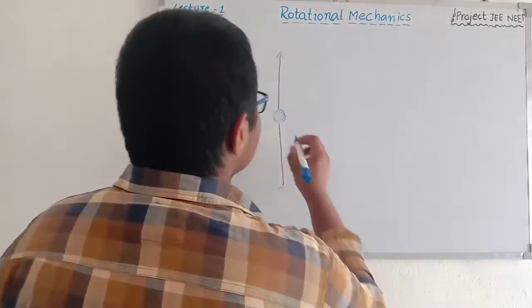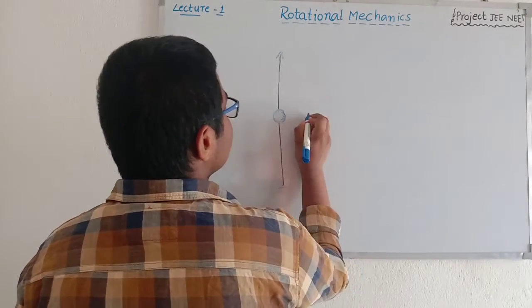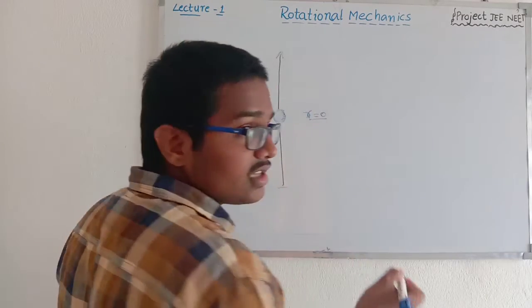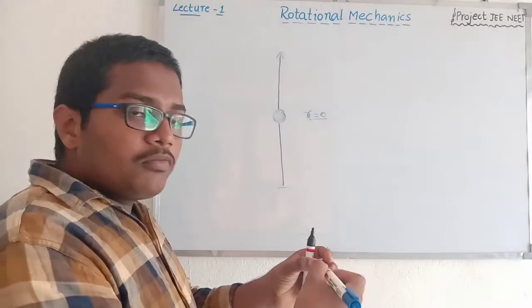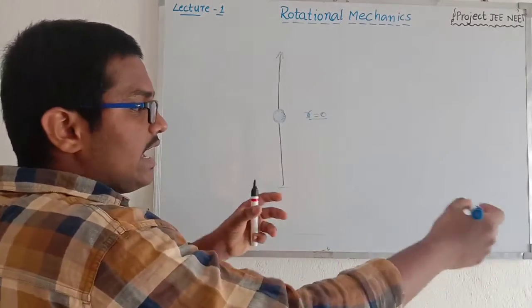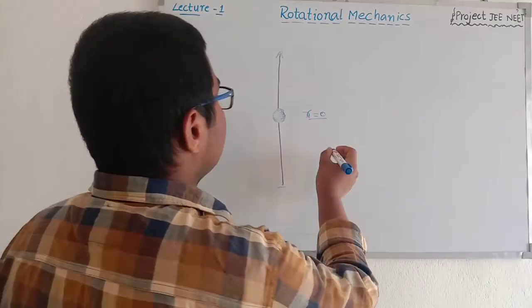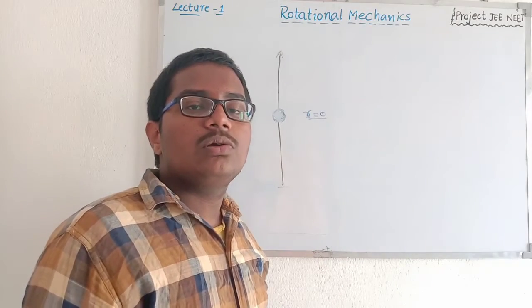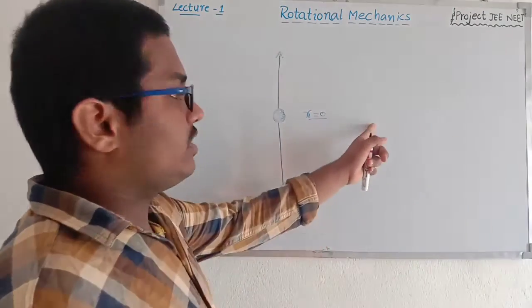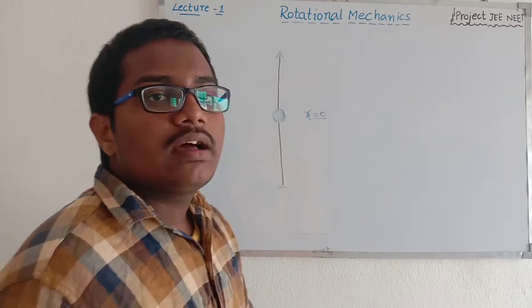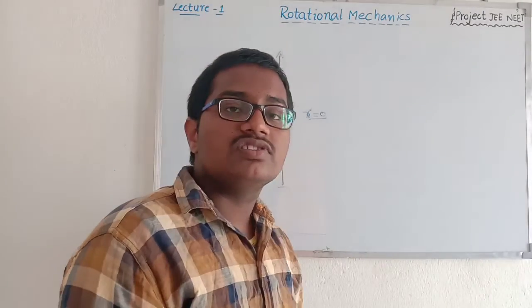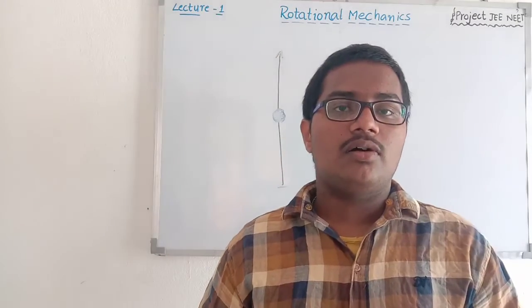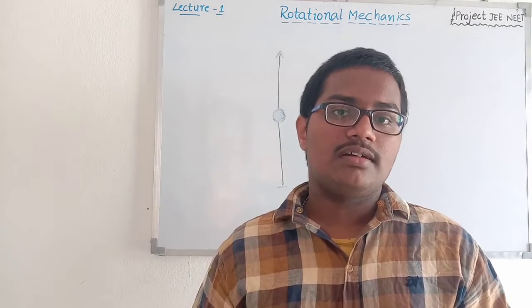So this is the simplest problem which I have given you, because this particle is situated at r is equal to 0, at the center, which means there is no perpendicular distance between the mass and the center of rotation. So if r is 0, then substitute r equal to 0 in I is equal to mr square. R square becomes 0 and the total moment of inertia becomes 0.